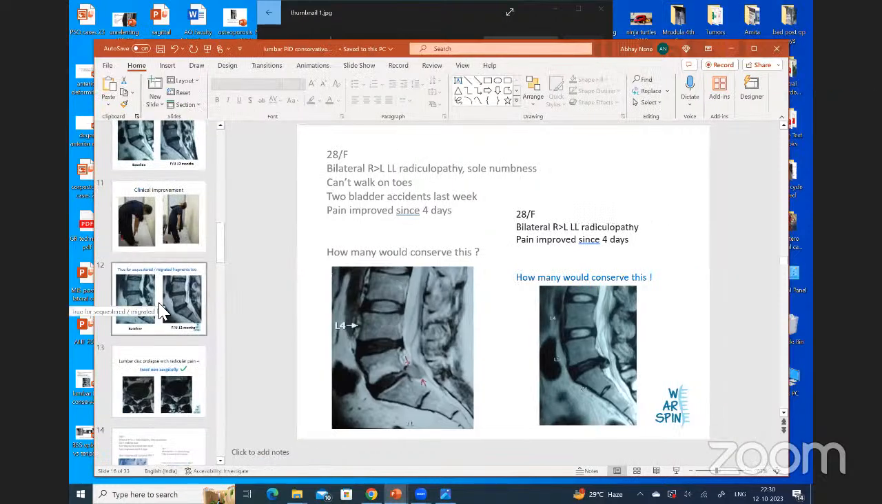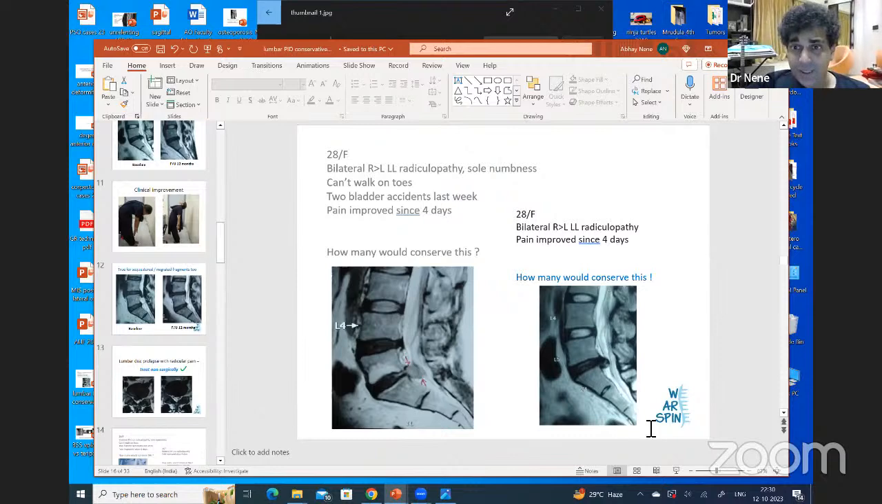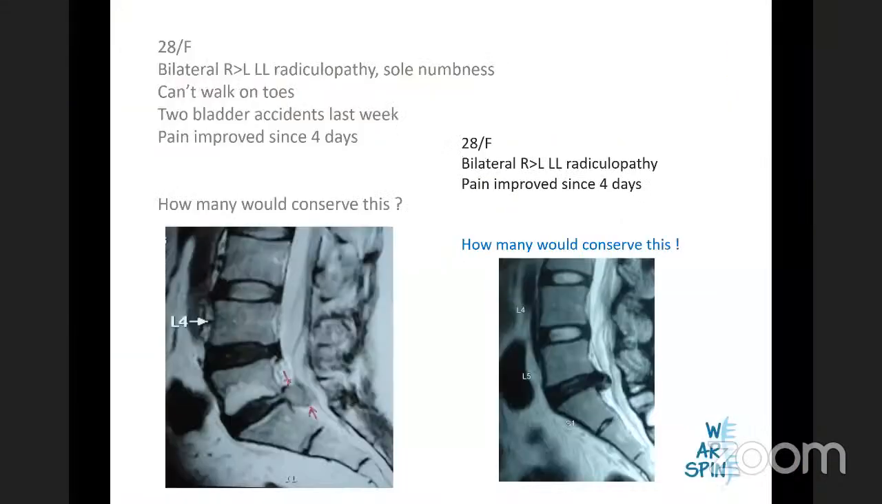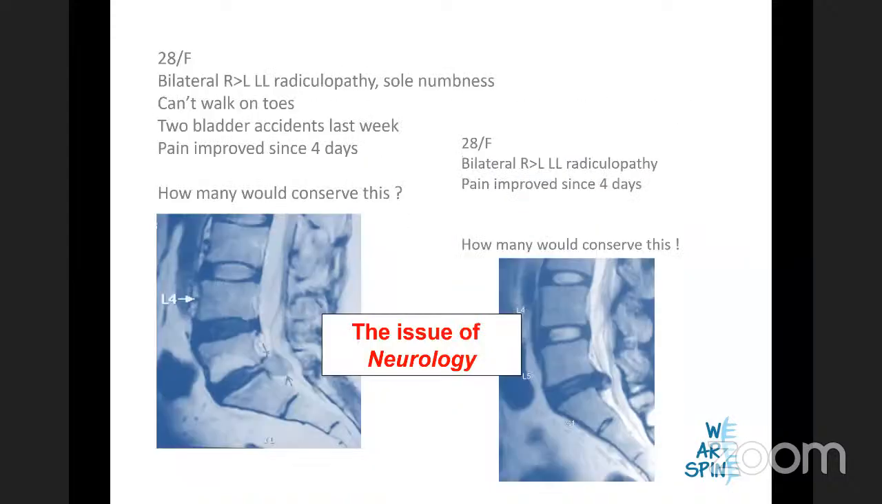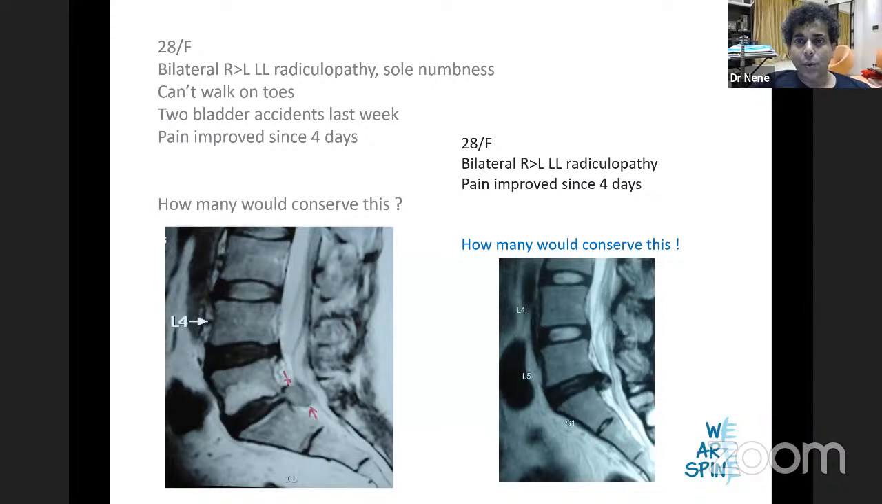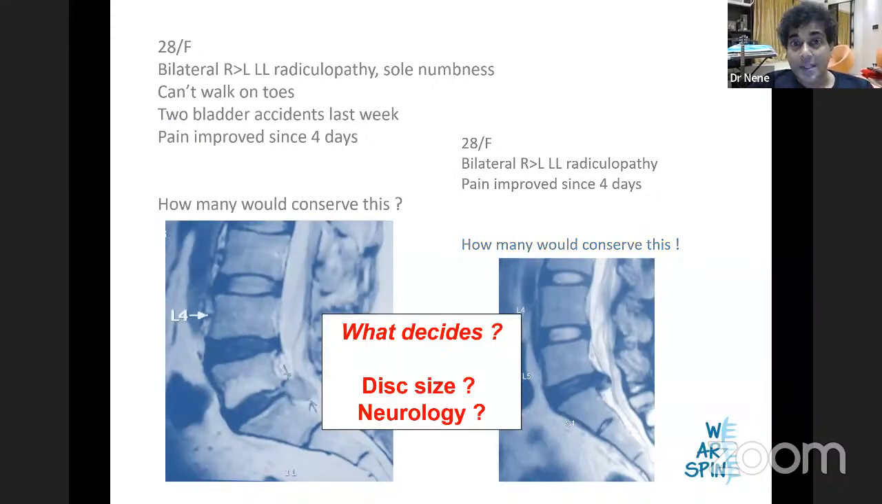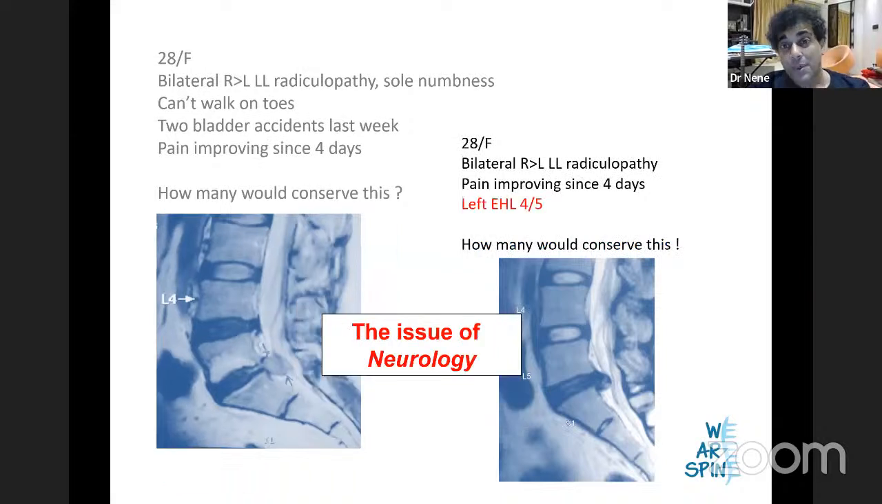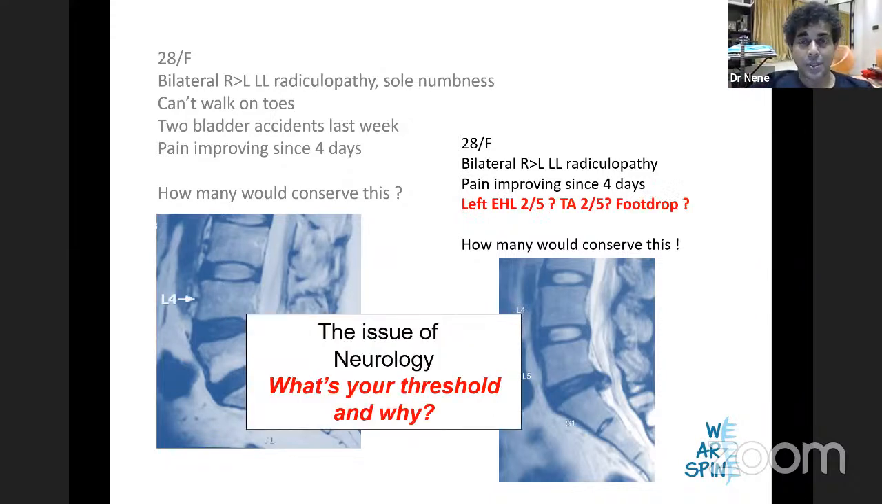Okay, just going ahead with what we were discussing. You all can keep asking questions, but I'm just getting back to the discussion we had. We talked about who would conserve this huge disc with early cauda equina, and then we said, what if there was no neurology and you just had pain? What decides? Does the size decide, or does neurology decide? So if the person on the left had an EHL 4/5, would you conserve? And a few people said maybe that could be used as a decision for surgery.